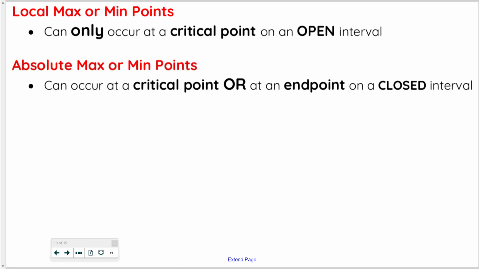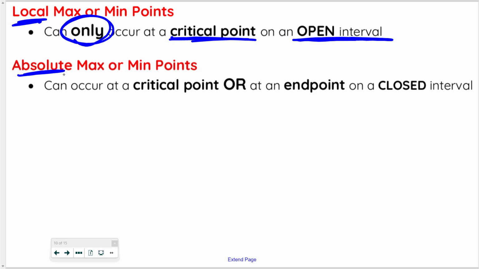Now, what we can do with those critical values is find our critical points, which are our local max or min points. We can have local or absolute max or min points. Let's talk about local first. These can only occur at a critical point on an open interval. So that's the in-between.